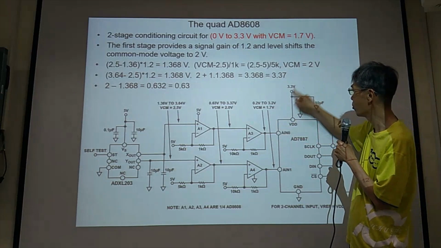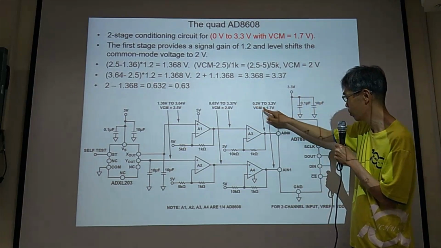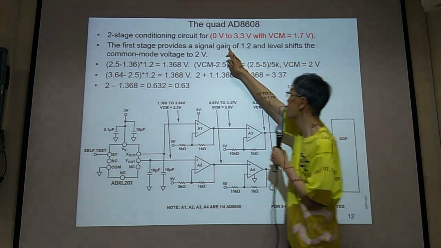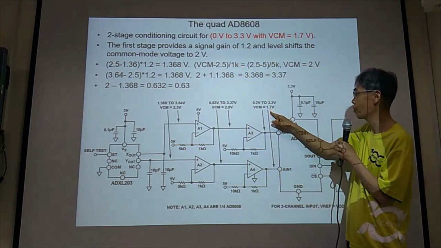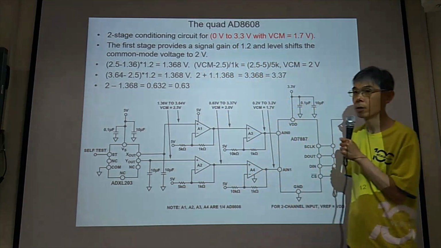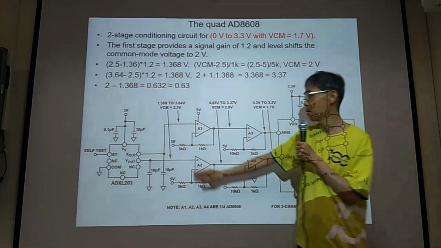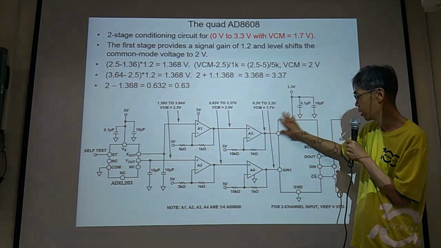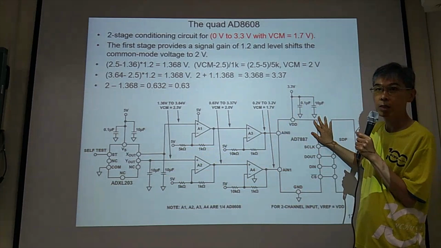So you can apply the same logic to get the output here. So remember now 0.2, good, is higher than 0. And 3.2, good, is lower than 3.3. So we shift the output of the accelerometer to meet the input of this ADC converter.